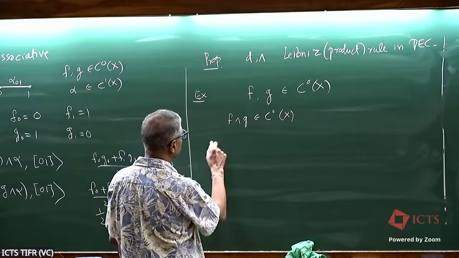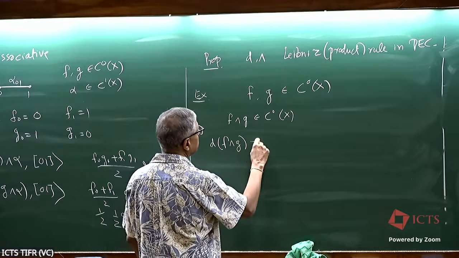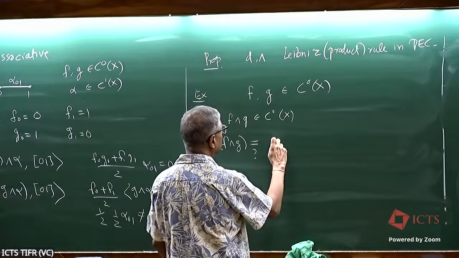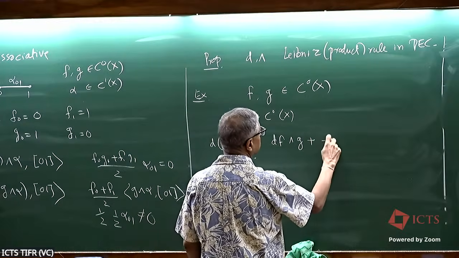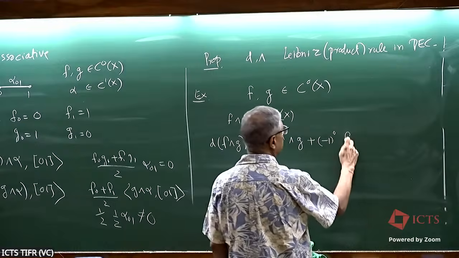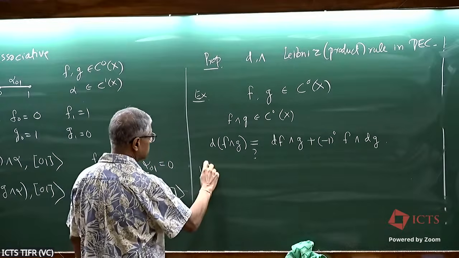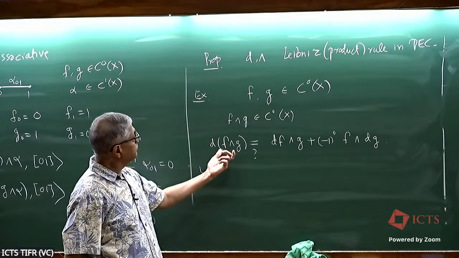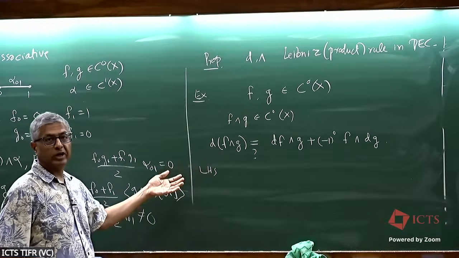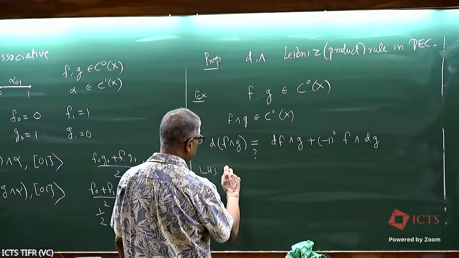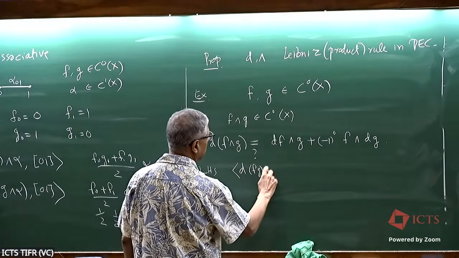So we'd like to prove that D of F wedge G is equal to D of F wedge G plus (-1) to the 0 F wedge D of G. So the left hand side is, so FG is a 0 cochain, so D of that is a 1 cochain, so I should tell you what its value is on an edge. So left hand side evaluated on an edge is D of FG on the edge 0, 1.